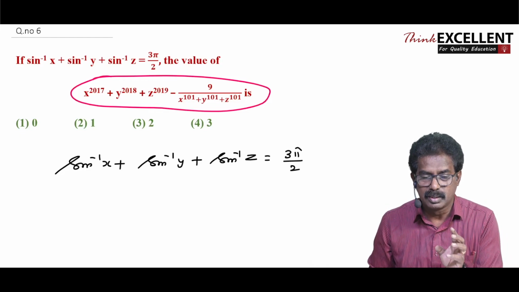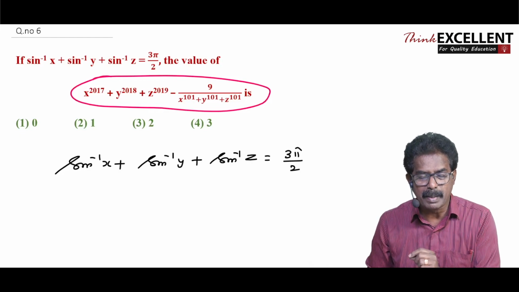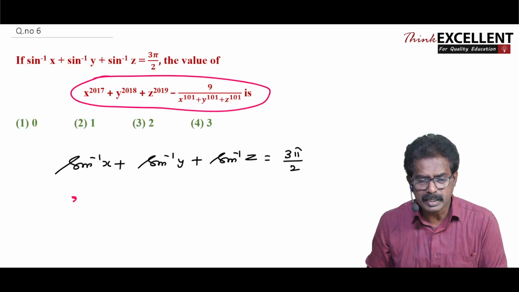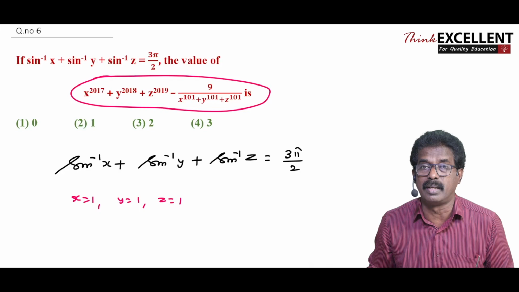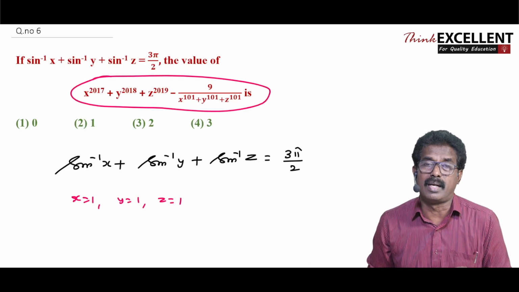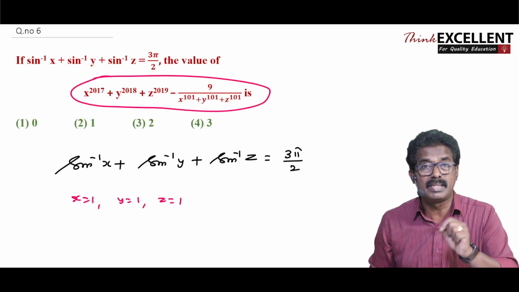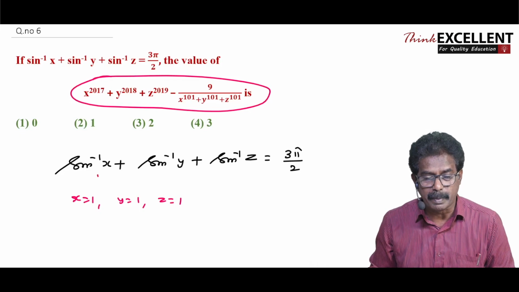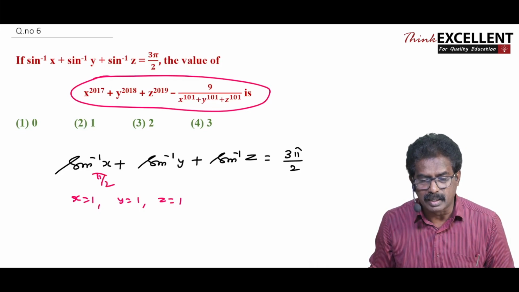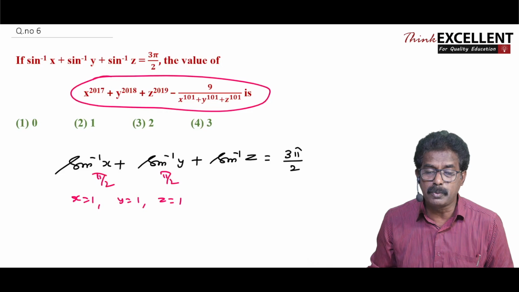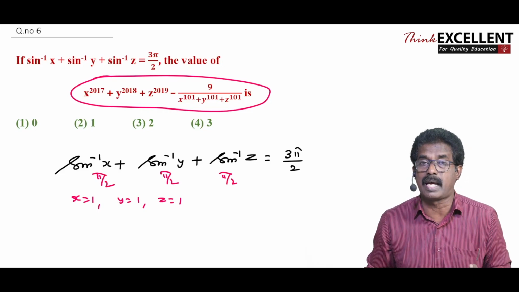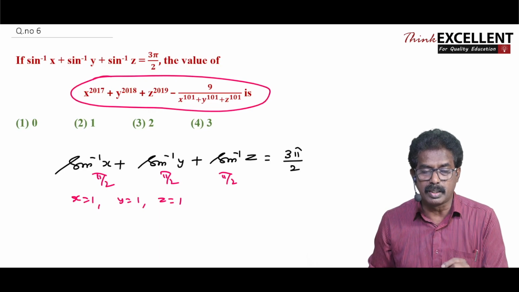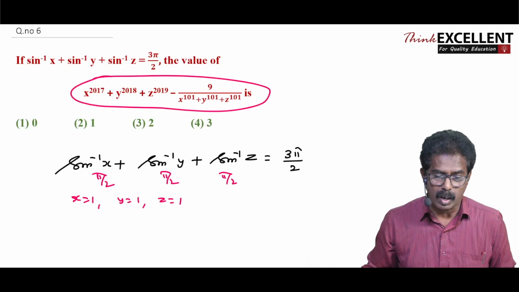Here, see, 3 pi by 2. When I put x equal to 1, y equal to 1, z equal to 1, check whether the equation is satisfied or not. If I give x as 1, sine inverse 1. What is sine inverse 1? Sine of which angle is 1? 90, so pi by 2. Sine inverse 1, y also. So pi by 2 plus pi by 2 plus pi by 2, the answer is 3 pi by 2. It satisfies. So these values can be taken: x equal to 1, y equal to 1 and z equal to 1.